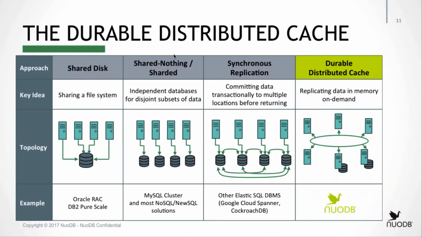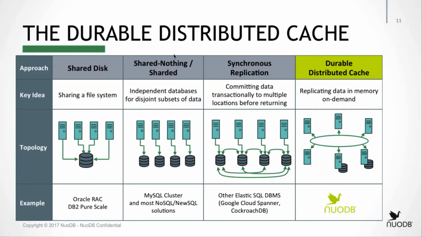Looking back at our options for scaling out a relational database then, we see some of these newer options. Synchronous replication is an option that allows you to scale out read-write workloads across multiple databases, but requires synchronizing all transactions across nodes with strict clock synchronization between the servers to ensure consistency, placing constraints on the deployment architecture, performance, and the application itself. By contrast, NuoDB uses what we call a durable distributed cache.